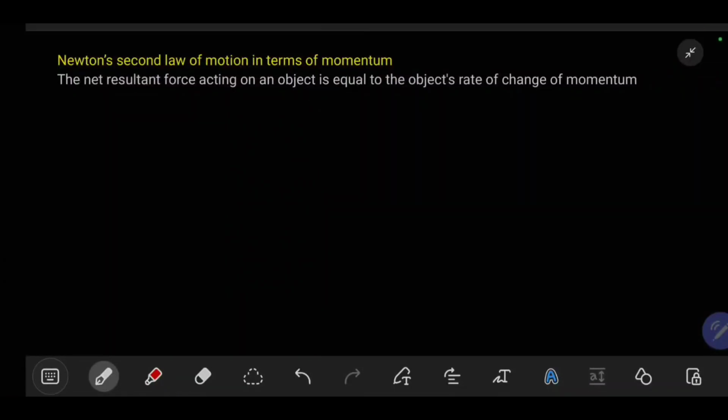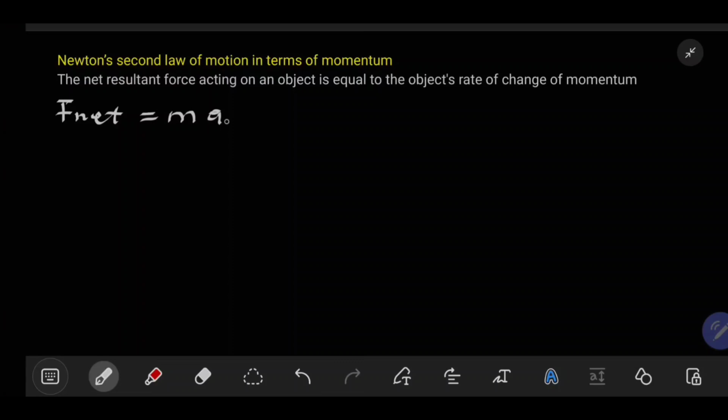All right, I want us to check this concept here of Newton's second law of motion in terms of momentum. It says that the net resultant force acting on an object is equal to the object's rate of change of momentum. So if we go back to grade 11 and recall Newton's second law of motion, it says Fnet is equal to ma. So this is the famous Newton's law equation.